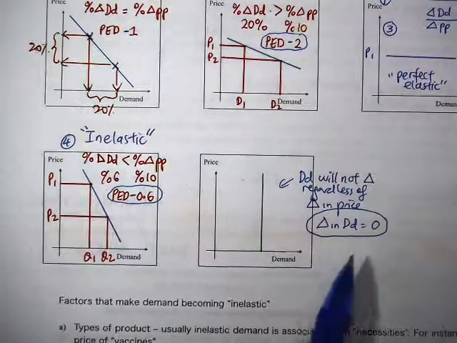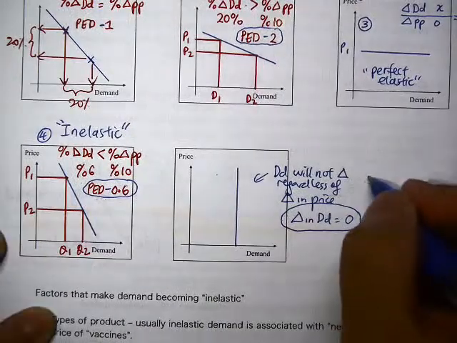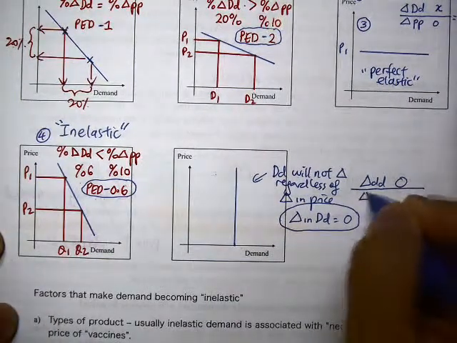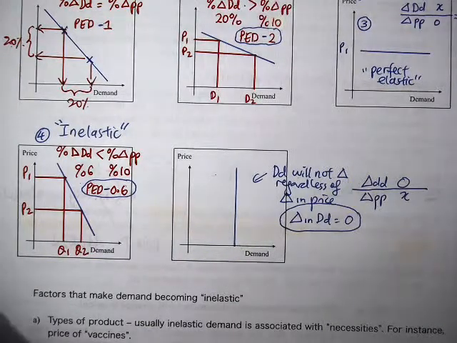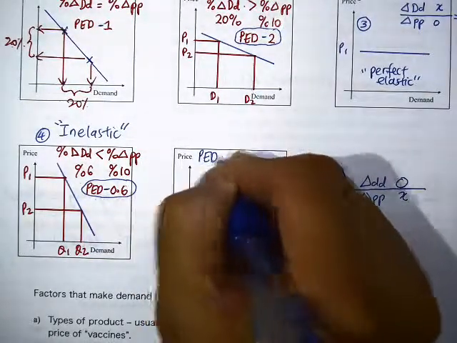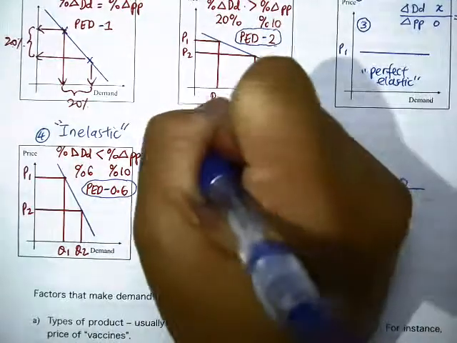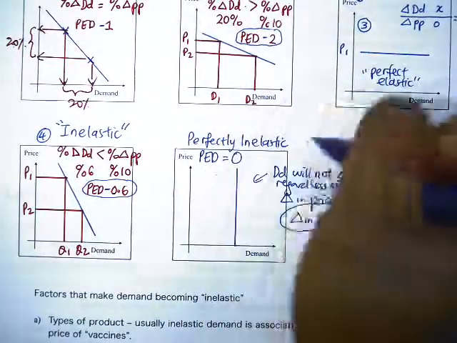And of course, class, when the change in demand is 0, you will say the change in demand is 0 divided by the change in price, x. 0 divided by 5 is 0. 0 divided by 10 is also 0. That's why in this case, your PED becomes 0. So there's no more elasticity. So this is what we say is perfectly inelastic.